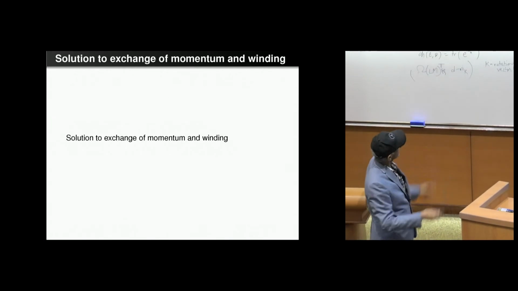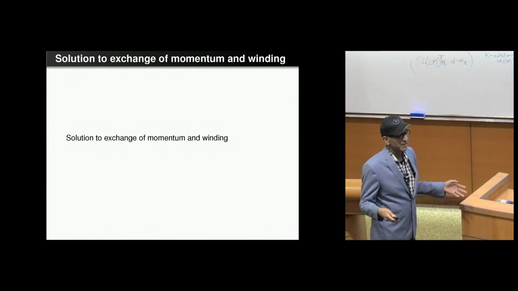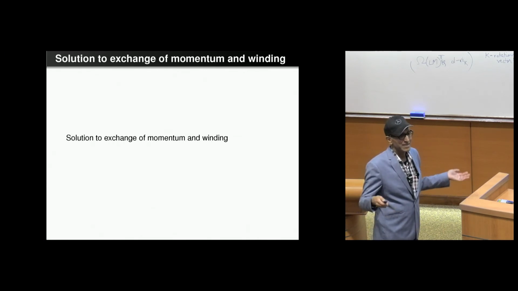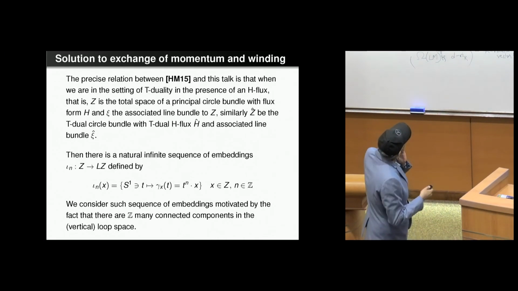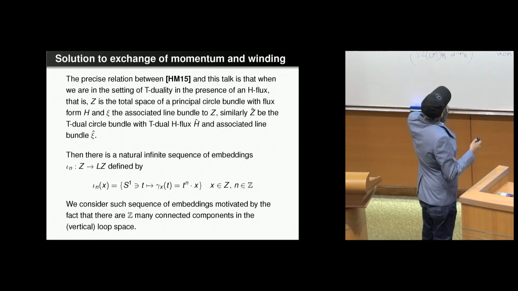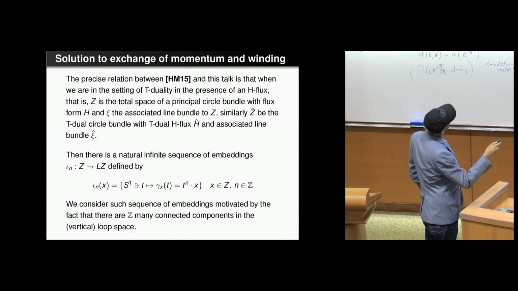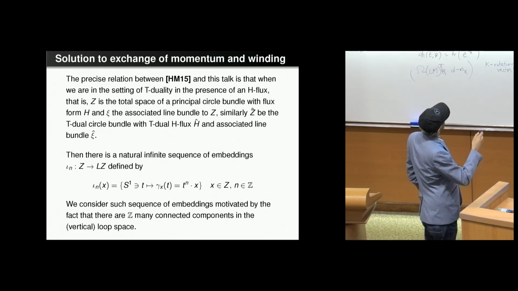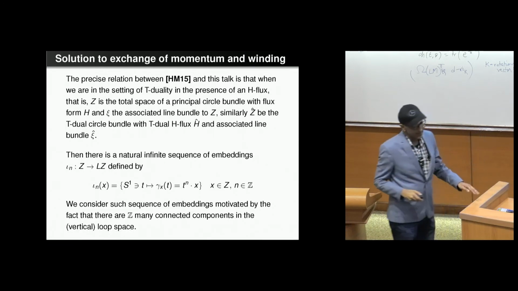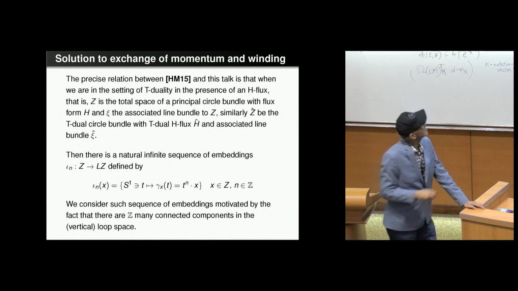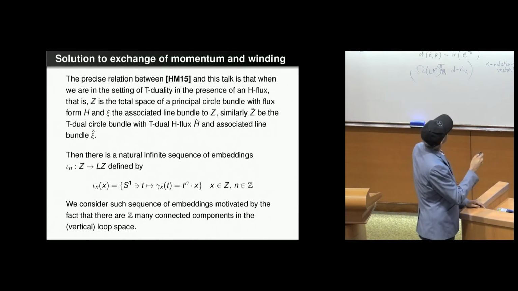Okay, now, so ultimately I'm going to use this just on differential forms on spacetime, right? So, to make it natural, we go to loop space and argue. So Z was the principal circle bundle with flux form H, and let psi be the complex line bundle associated with the circle bundle, and then Z hat be the T-dual circle bundle with flux H hat, and the associated complex line bundle is psi hat.